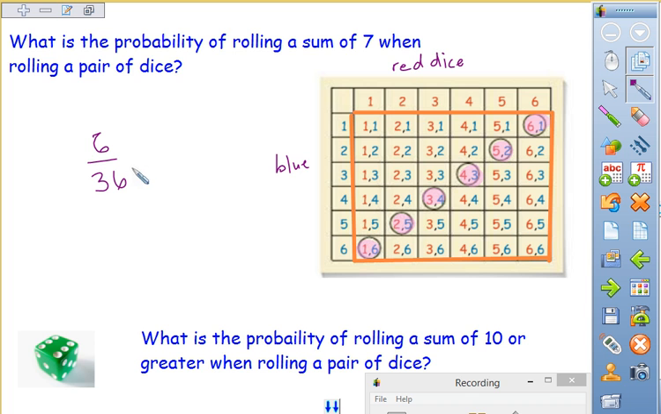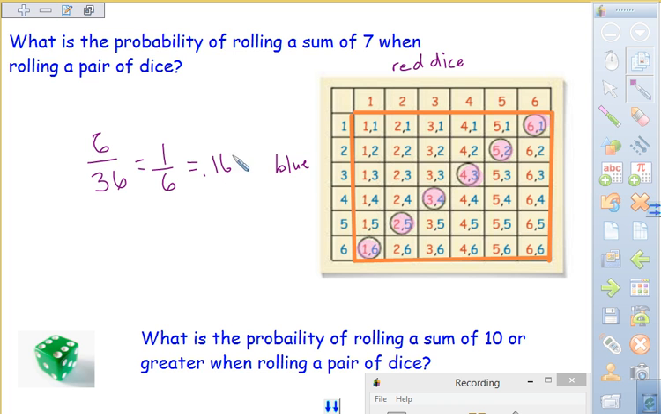So 6 out of 36, we always reduce our fractions, we get 1/6. And that is 0.16 repeating, so I'll round that to 0.167, or approximately 17%.